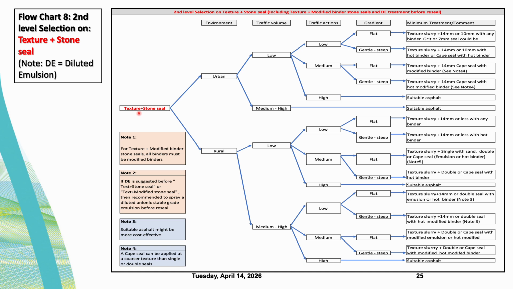In the rural areas for texture and stone seals, medium to high traffic, very high traffic, better to go for asphalt. If the traffic volume is high but the turning actions are low and you're in a flat area, texture slurry plus 40 mm double seal with an emulsion or hot binder. If it is a gentle steep to steep slope, texture slurry with 14 mm or double seal with hot modified binder. Note 3. Those two, again, the same solution.